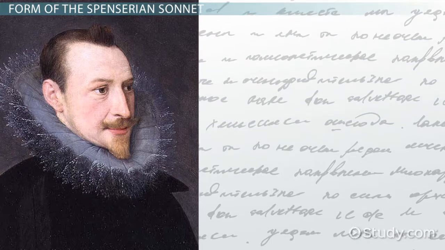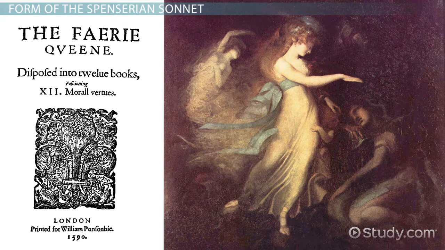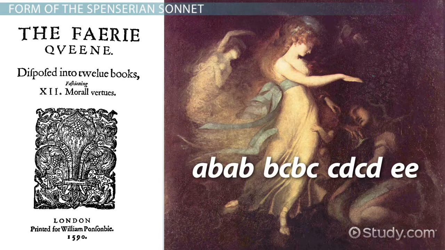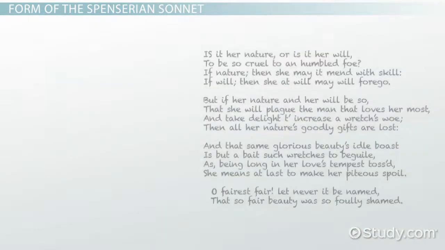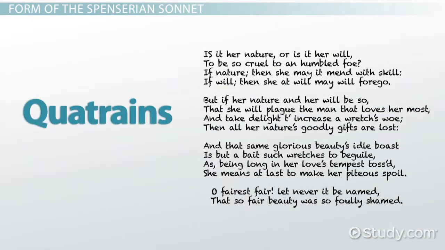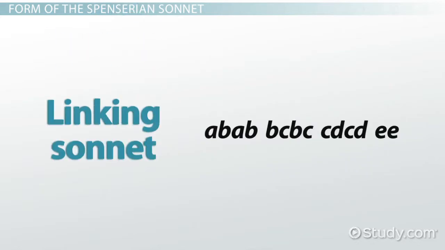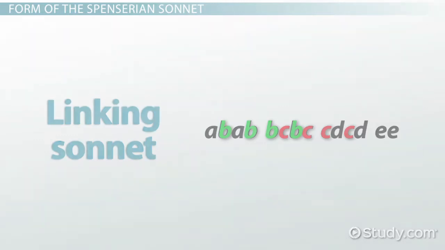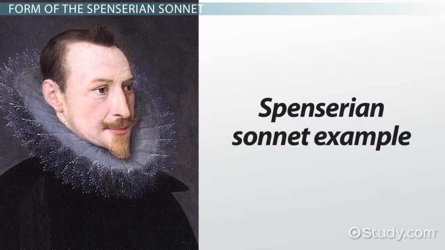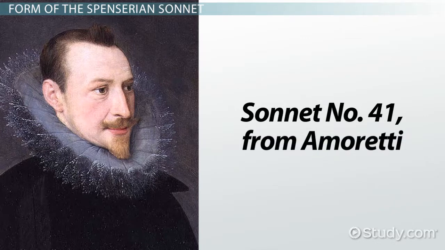The scheme Spenser chose was adapted from the rhyme model he used in his famous epic poem, The Faerie Queene, and follows the pattern A, B, A, B, B, C, B, C, C, D, C, D, E, E. Here we have the sonnet divided into 3 quatrains, or segments of 4 lines, followed by a rhyming couplet. Spenser's form is also commonly referred to as a linking sonnet because the B and C rhyme elements weave the quatrains together. Let's take a quick look at an example of a Spencerian sonnet so we can see this formatting in action. This is sonnet number 41 from Amoretti.